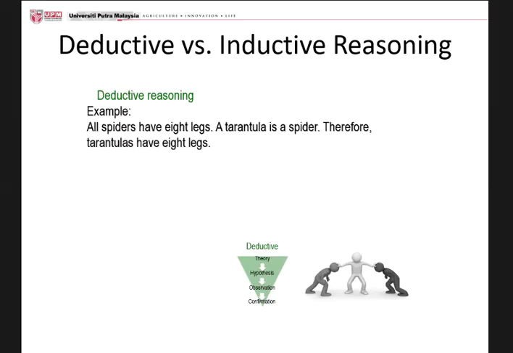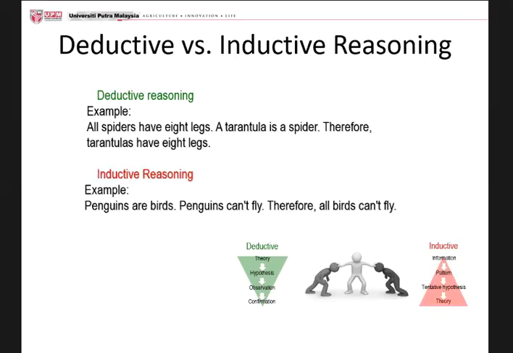So inductive: penguins are birds, penguins can't fly, therefore all birds can't fly. So this is a problem, and this is what you observe. Then you come up with some general statement that all birds can't fly.